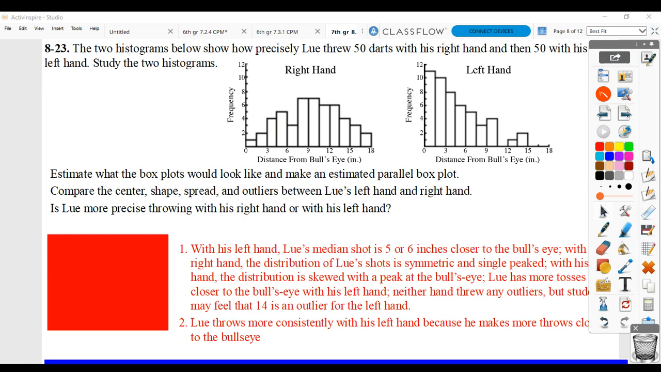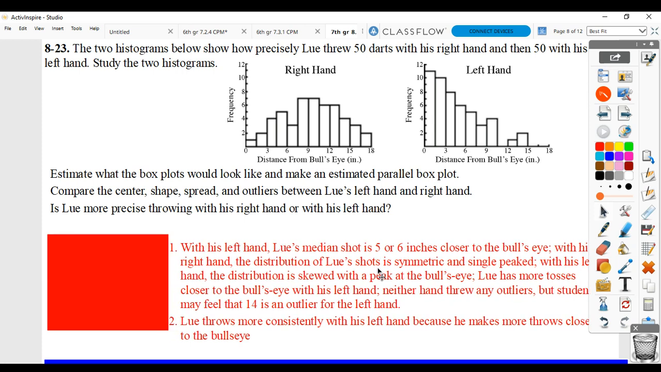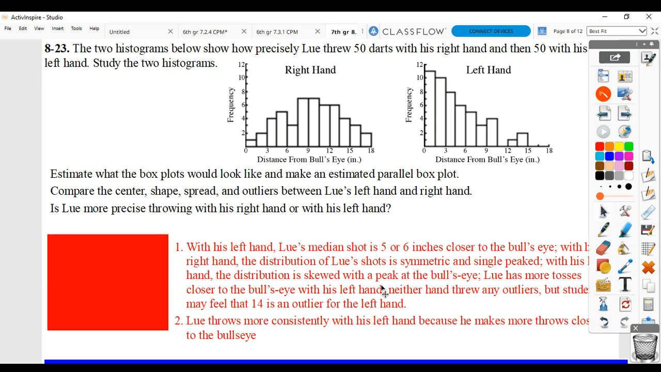So what you find is that his median shot for his left hand, which is here, is a little bit closer to the bullseye. Because again, remember, closest to the bullseye would be 0 inches away from the bullseye. So you can see he has more values that are closer to that. The distribution of his shots is symmetric and single-peaked, and that's specifically with his left hand. And the distribution is skewed with the right hand. And then Lou has more tosses closer to the bullseye with the left hand.